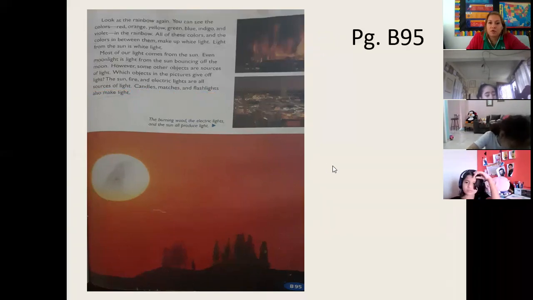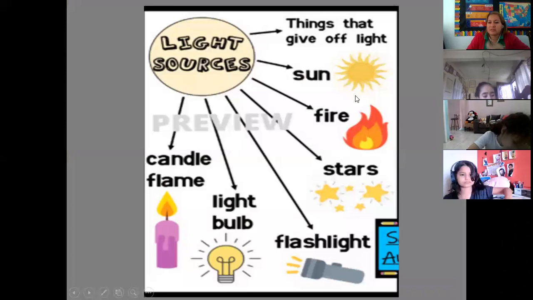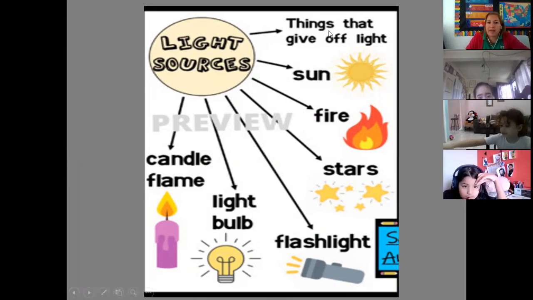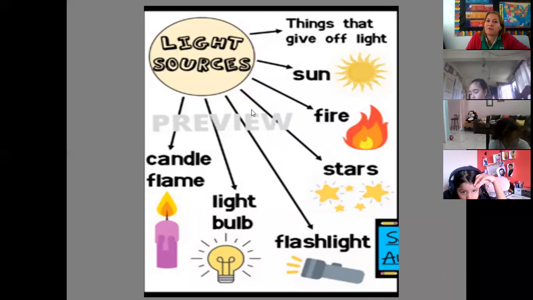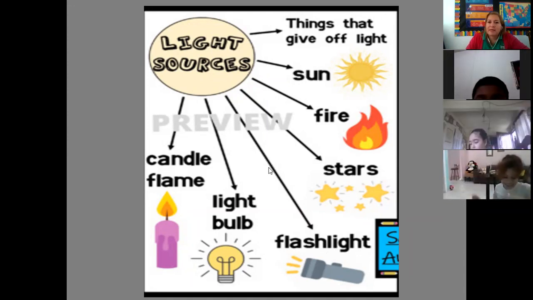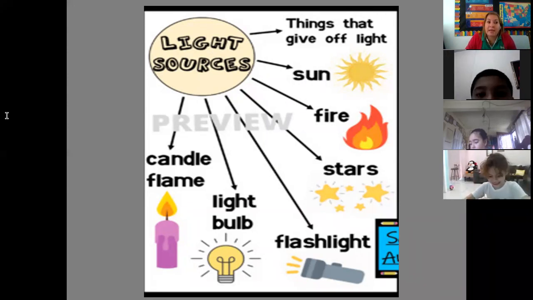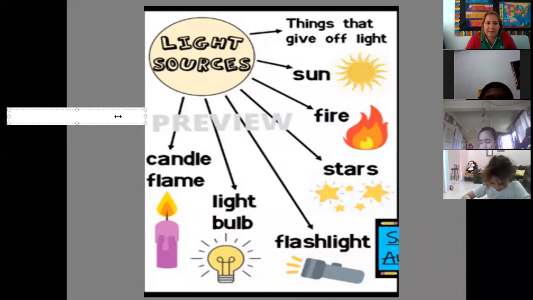Flashlights use batteries, and it produces light. Okay, make this one. Make this light sources one in your notebook, and you draw the arrows, because these are light sources. Before, you copy what a visible spectrum is. Now, these are examples of light sources, things that give off light. Sun, fire, the stars. The stars, you know what stars are made up of? Glowing, hot. Please copy that. Yes, copy.